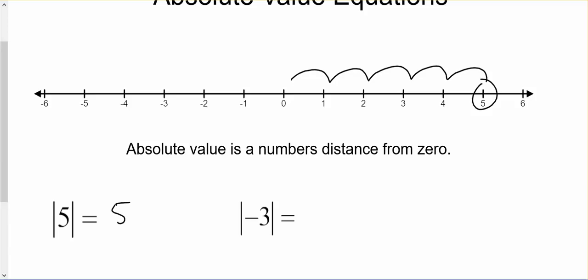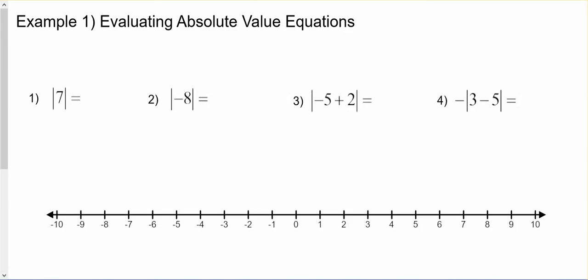So when we evaluate an absolute value, we're always going to get a positive number, even if we're finding the absolute value of a negative integer. How far away is -3 from 0? It's 3 units away, so the absolute value of -3 is 3. We'll always get a positive answer. Our example, what's the absolute value of 7? Would be 7. The absolute value of -8 is +8.